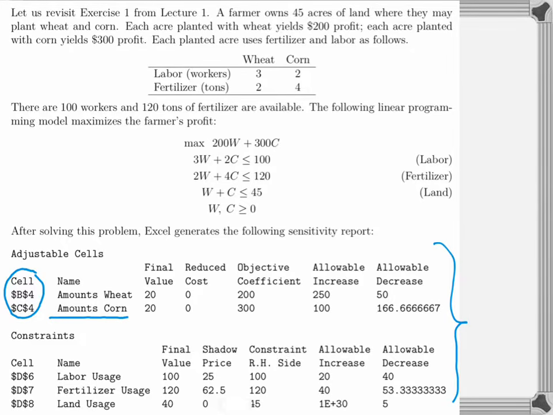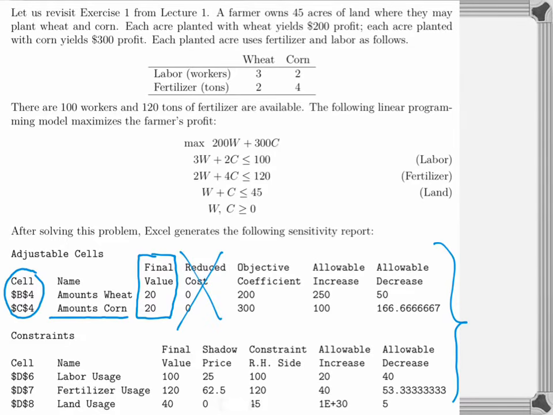So let's take a look at the next columns. The final value column is simply what the answer is. So once you solve and optimize, what is the best thing to do? It is to plant 20 acres of each of the crops. The reduced cost column we're going to ignore for now because later on I'm going to show you how to calculate the reduced cost, what the reduced cost means and so forth, so don't worry about this right now.